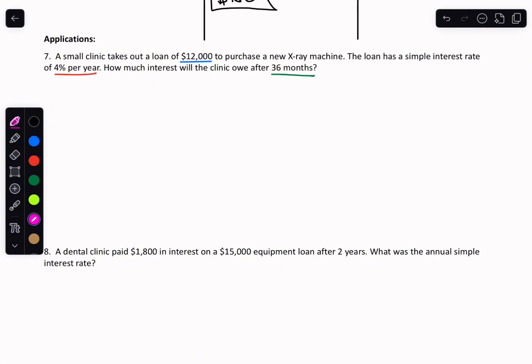So the thing we're trying to find is the interest, so we know that we're solving for I. I'll just set my equation equal to I, since that's what we're looking for. We have our principal was $12,000. We have our interest rate was 4%, so I just make sure to convert. 4% is 0.04.